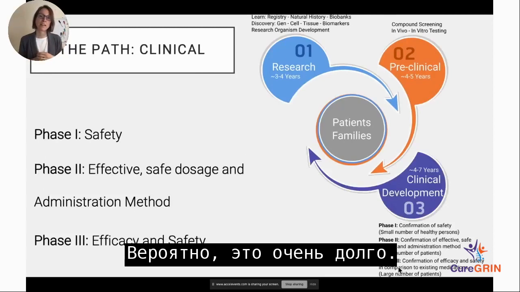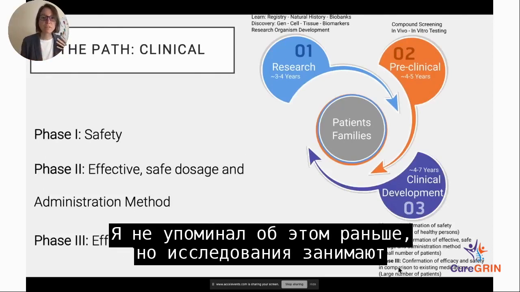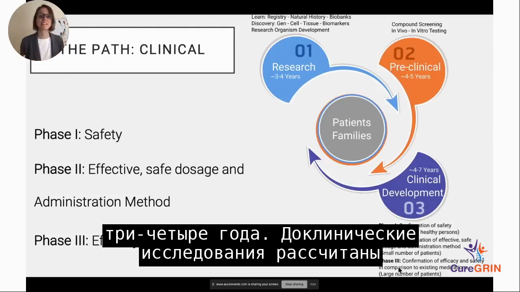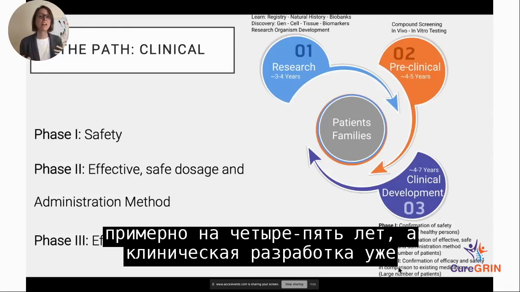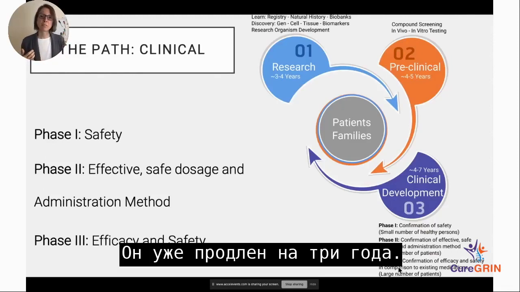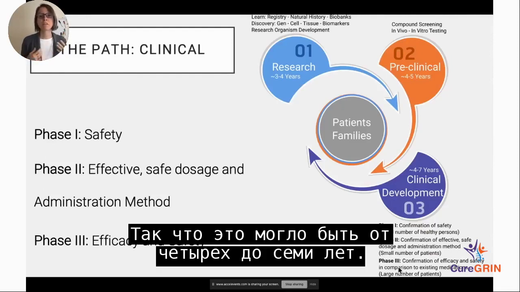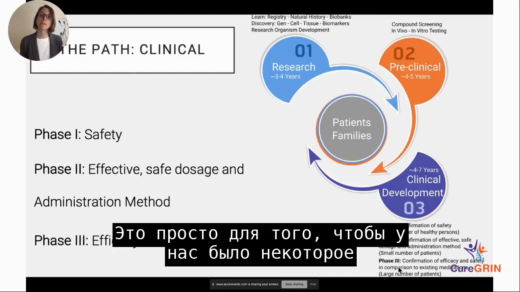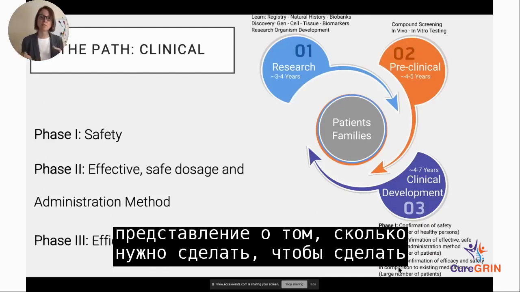This is probably extremely long. I haven't mentioned it before, but research is 3 to 4 years. Preclinical assays are 4 to 5 years approximately. And clinical development is already long. In rare disease, it's extended by 3 years, so it could be from 4 to 7 years. This is just so we have a sense of how much it takes to do this in a safe way.